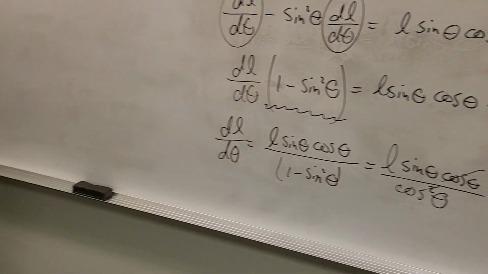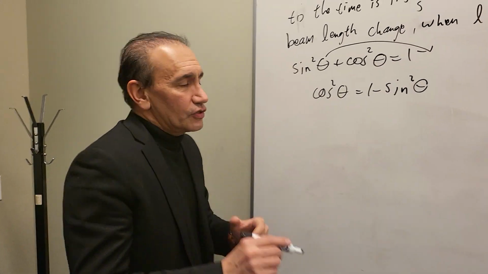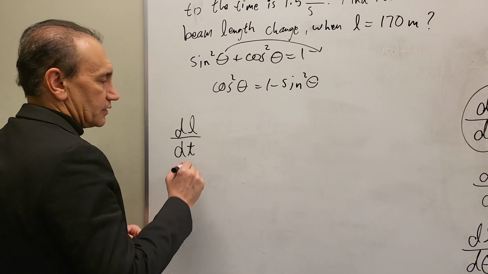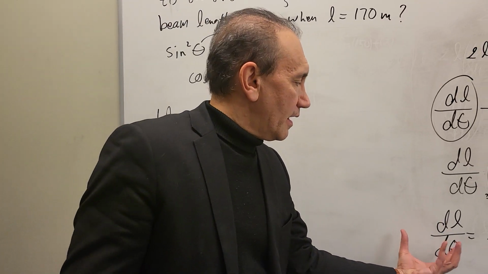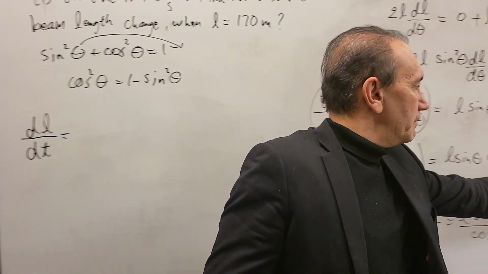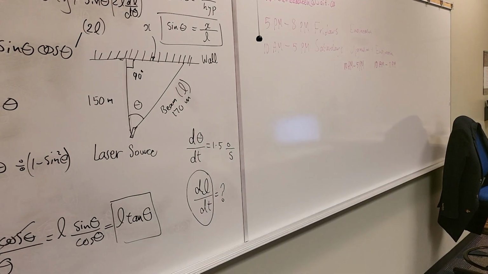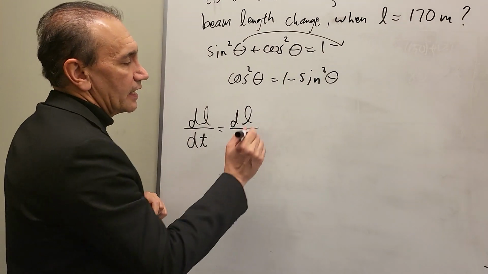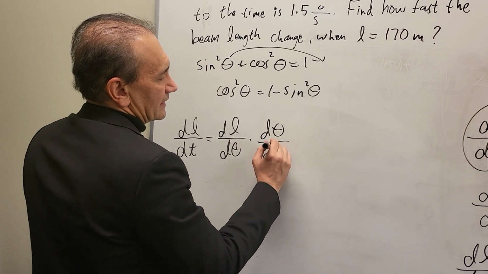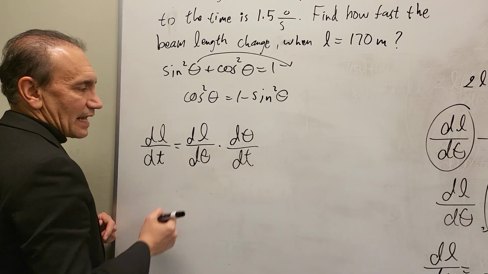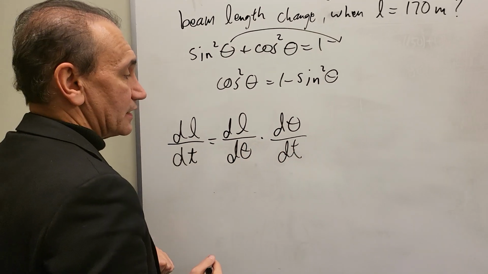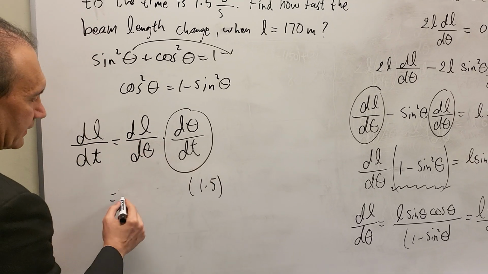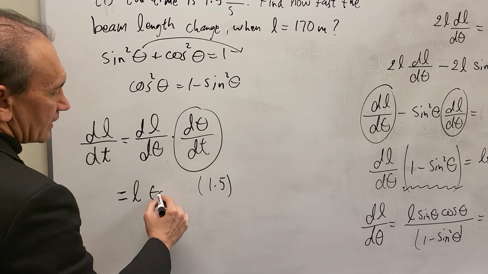Now, the last part of this video is to find the rate of change of the length of the beam with respect to time. I can combine this rate with the rate given in the question and multiply them together. So I will say dL over d theta multiplied by d theta over dt, because d theta with d theta cancel out each other and I get dL over dt. That's what I need. This part here is given in the question. It's 1.5. And this part, I just got it here. It is L tangent theta.